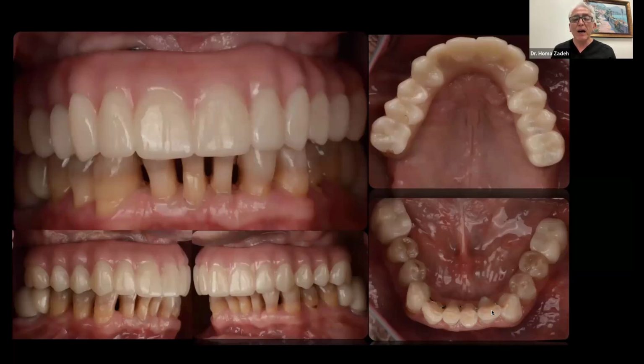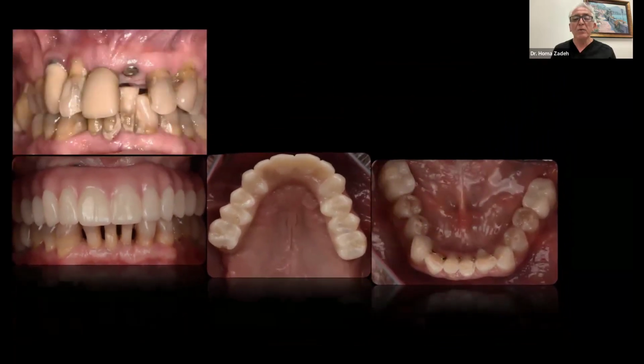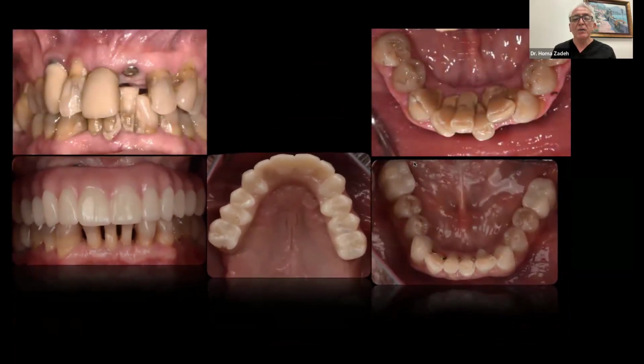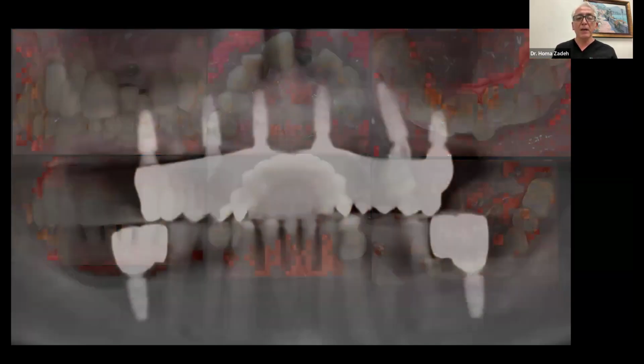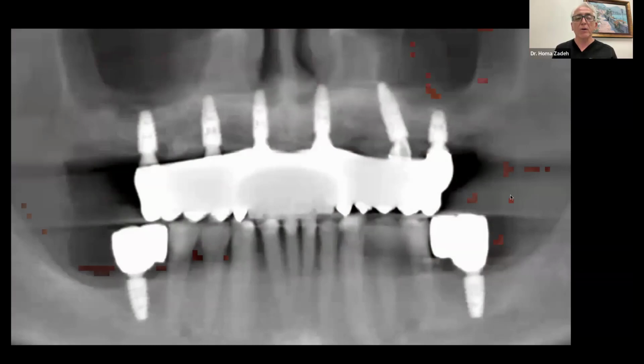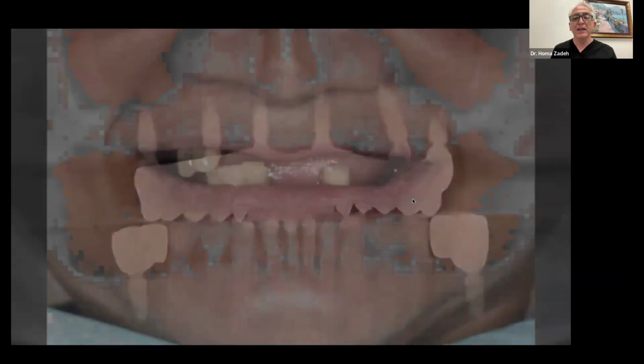So it is possible to treat someone with periodontitis with full arch implants or individual implants, but we need to treat the periodontal disease first and really educate the patient about oral hygiene and the importance of that. So you can see I use a short implant posteriorly and a tilted implant anteriorly.